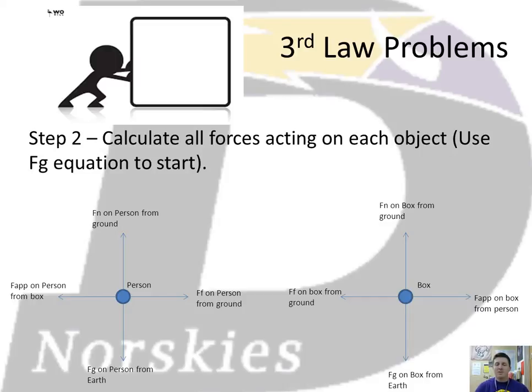Step 2, we must calculate all the forces acting on each object, and we're going to use our force calculation, basically the force of gravity equation, to start that. Again, force of gravity is equal to the mass of the object times 9.8. Keep it simple, calculate gravity, determine if its opposite force is balanced or unbalanced, and describe it properly, either using numbers of the force that's given to you or the numbers of the force that you calculate.